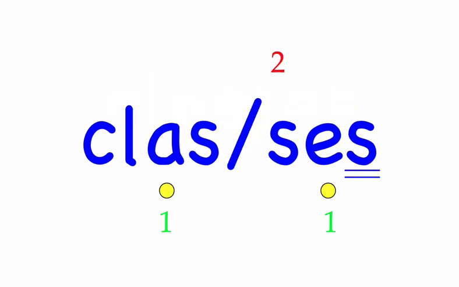The root word is class, and I want you to spell the word classes. Classes. We had many classes to go to. Class-es. Class has four sounds: K, l, a, s. Es, two sounds: E, z. Class-es. Now here we have the root word ending in a double S, so we add ES to form the plural. Mark this word. Classes.